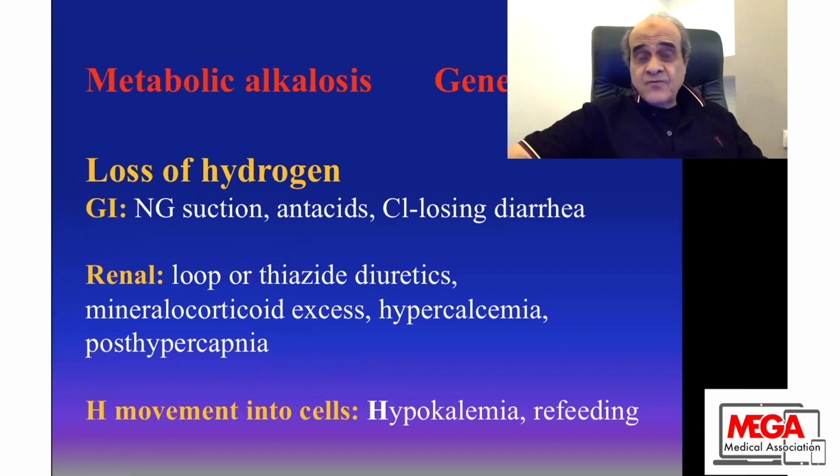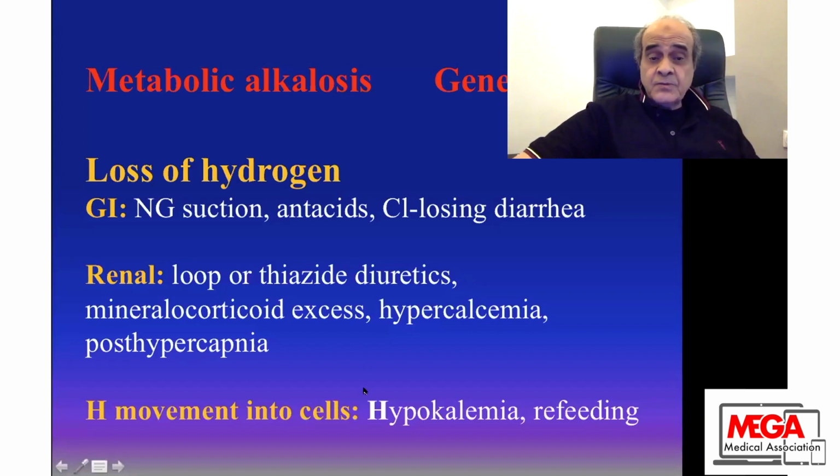Metabolic alkalosis, what are the generating causes? Loss of hydrogen ion, as with nasogastric suction, antacids, chloride-losing diarrhea; renal loss using loop diuretics such as Lasix precipitates metabolic alkalosis; thiazide diuretics also; mineralocorticoid excess, aldosterone, and so on, causing alkalosis; hypercalcemia; post-hypercapnia. All hypercapnic patients exhibit some sort of compensation through metabolic alkalosis, and they become alkalemic, especially when you correct them on a ventilator, and they will suffer from severe metabolic alkalosis if you do not consider this point.